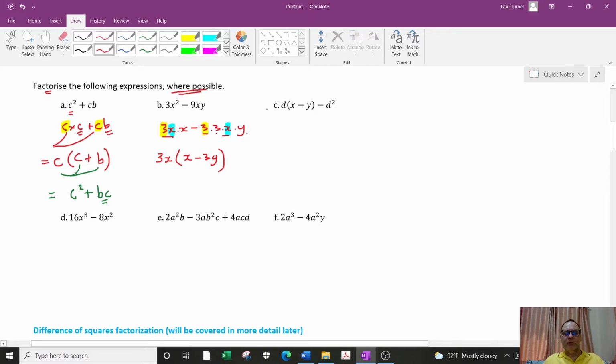In question C, we should expand this first. So dx minus dy minus d squared. So your common factor here is going to be d, isn't it? You have a d here, you have a d here. You actually have two d's here. So we take one out. So write the d here, and you are left with x minus y minus d. There is one d left here because d times d is d squared, and one of them was taken out as your common factor.